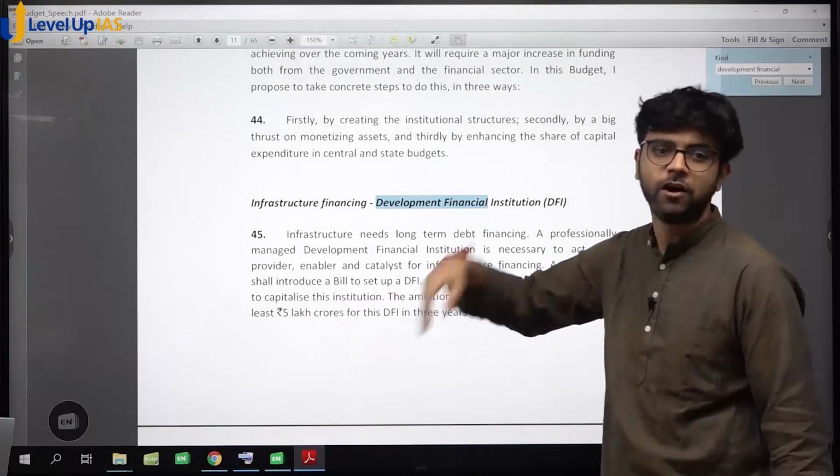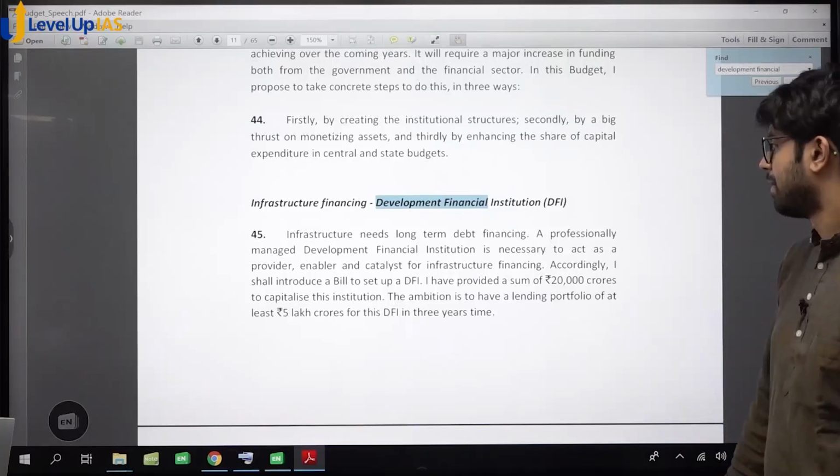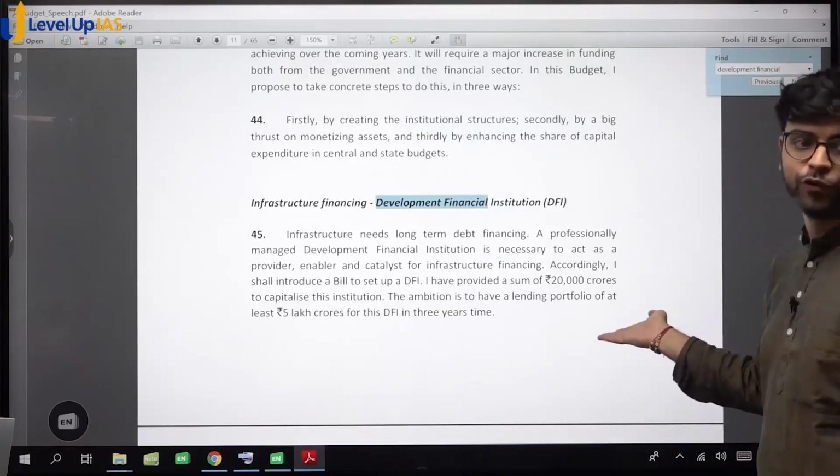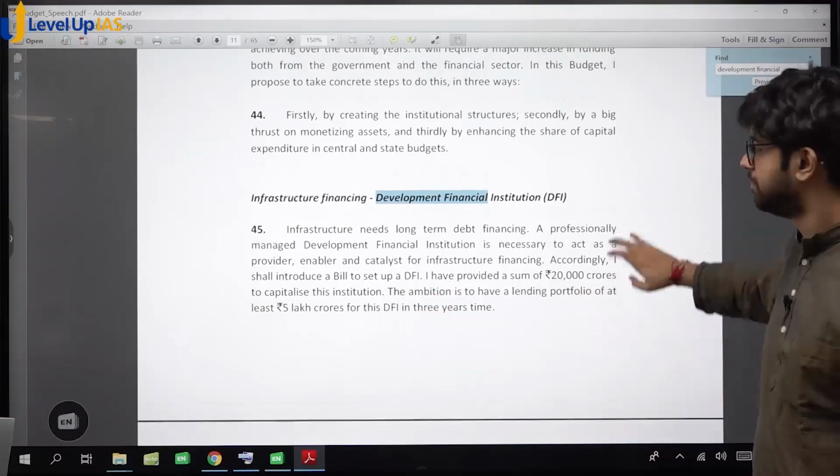Capitalize. Government will invest 20,000 crores. The ambition is to have a lending portfolio, which means loans given of at least 5 lakh crores in 3 years' time.